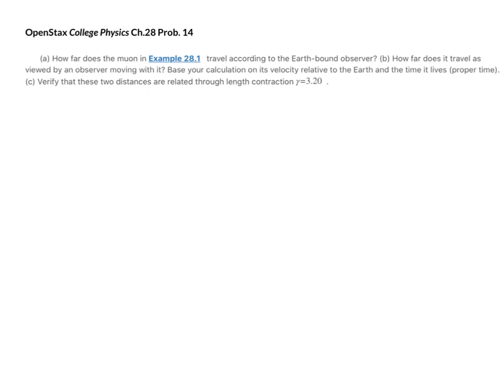Let's look at problem 14 from OpenStax College Physics Chapter 28. How far does the muon in example 28.1 travel according to the earthbound observer?